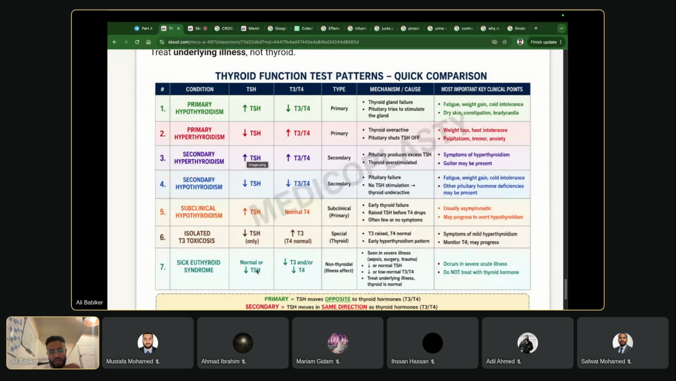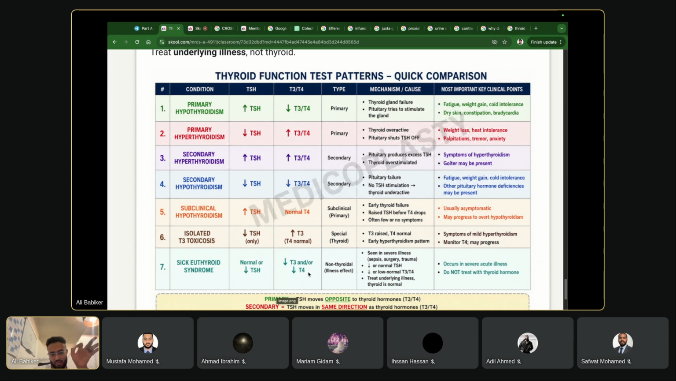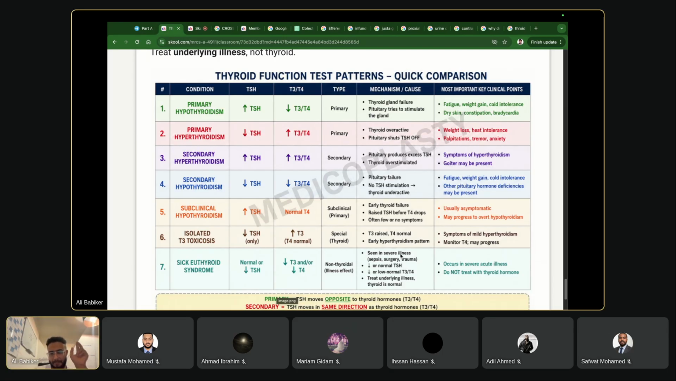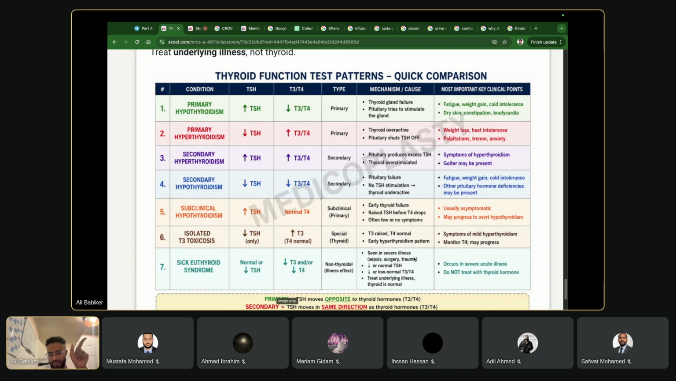This is also very common in your exam: sick euthyroid syndrome. So I want you to focus here. They will have normal or low TSH. T3 will be low and T4 will be low. So normal or decreased TSH. This will be seen in severe illness, sepsis, surgery, trauma. Decreased or normal TSH, we said that already. In severe acute illness, do not treat with thyroid hormone. This basically happens in the ICU patient.